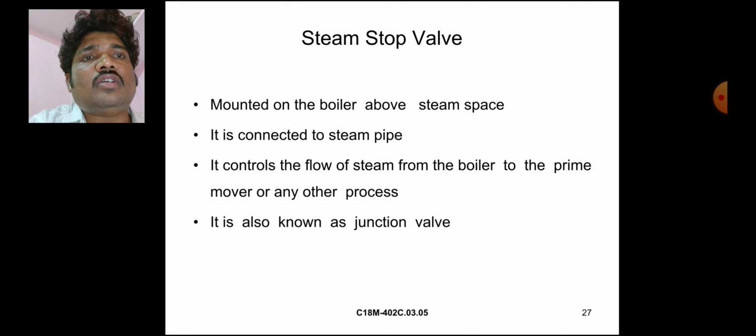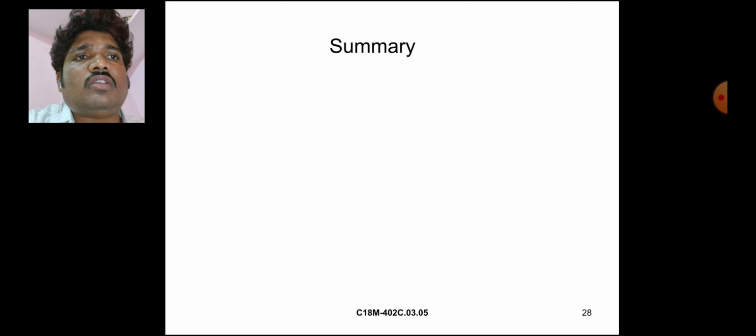In today's class we have learned about the steam stop valve mounted on the boiler above the steam space. It is connected to the steam pipe. It controls the flow of steam from the boiler to the prime mover or any other process. It is also known as the junction valve.